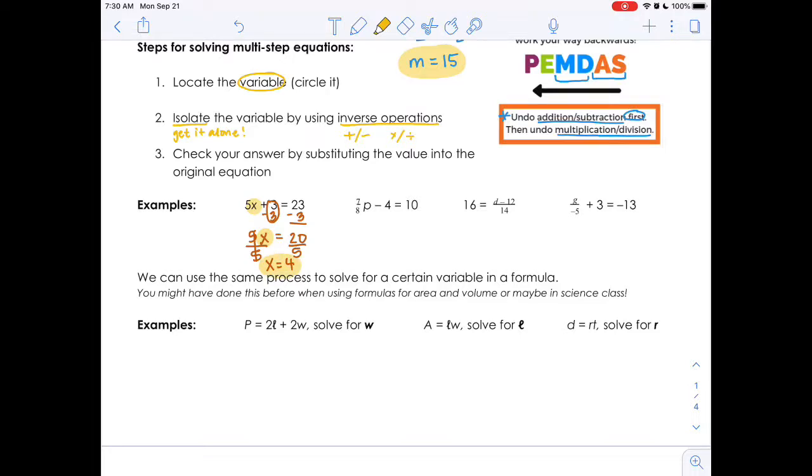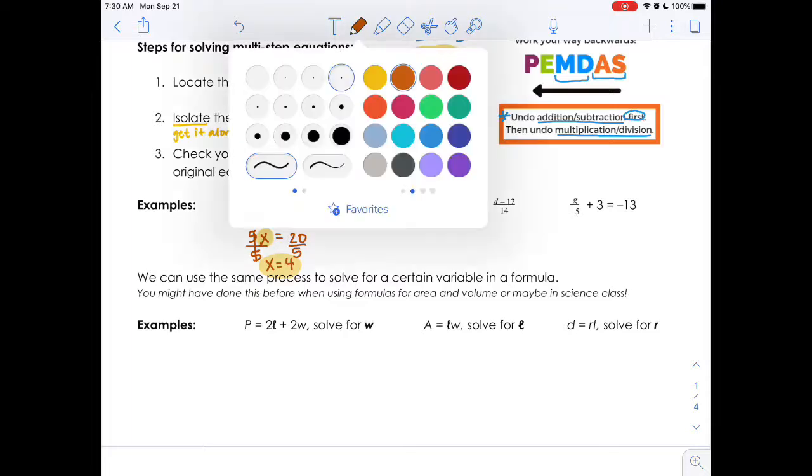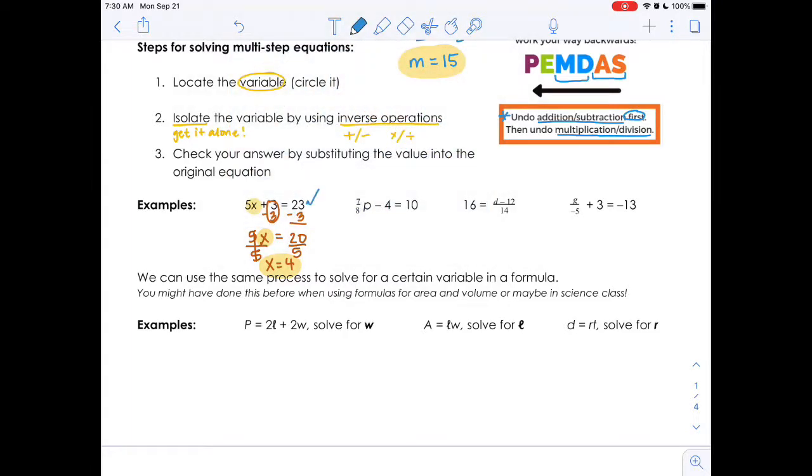You could do a quick mental check. If I plug in x equals 4, 5 times 4 is 20, 20 plus 3 is 23. That actually is correct. You can always check yourself.